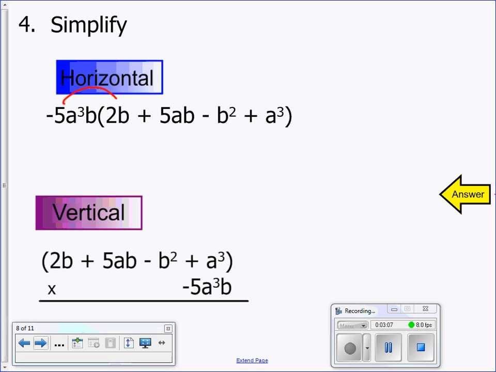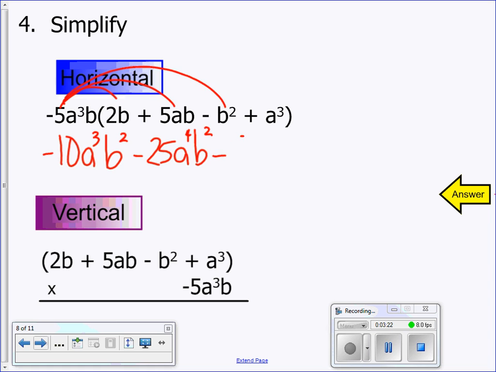Even longer one, so this is negative 10a cubed b squared minus 25a to the fourth b squared minus 5a to the third b to the third minus 5a to the sixth b. Same answer when you do it vertically.